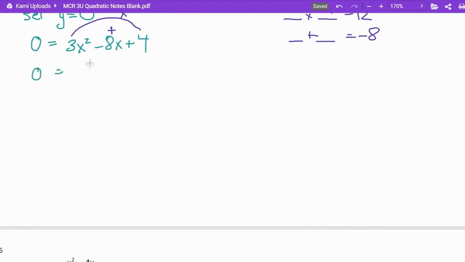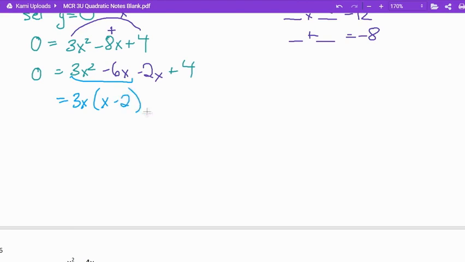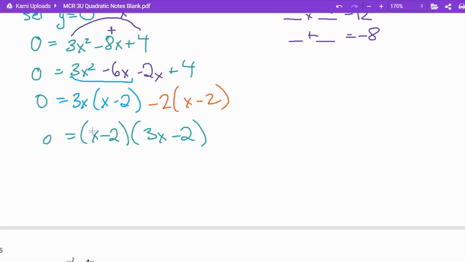So now I rewrite. And you'll see by the end why it is that we had to set it to 0. Okay, and now we factor by grouping. So the common factor is 3x. We get x minus 2. And then for the next one, what's the common factor? Yeah, minus 2, x minus 2. Beautiful. And so we've got x minus 2 and 3x minus 2. And I need to keep that 0 there.